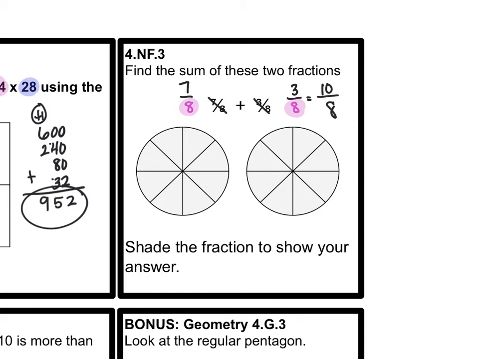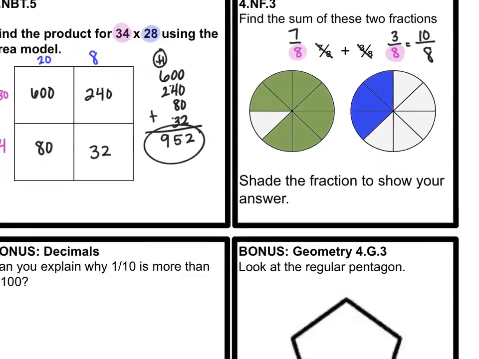So when I'm showing, it says shade the fraction to show your answer. So I'm going to go ahead and shade in 7/8. 1, 2, 3, 4, 5, 6, 7. And then I'm going to go ahead and shade in 3/8. 1, 2, 3. You could have done it several different ways. You could have put one of the blue ones here and then not put another blue one here. However you did it, though, as long as you had 10/8 shaded, you are correct.